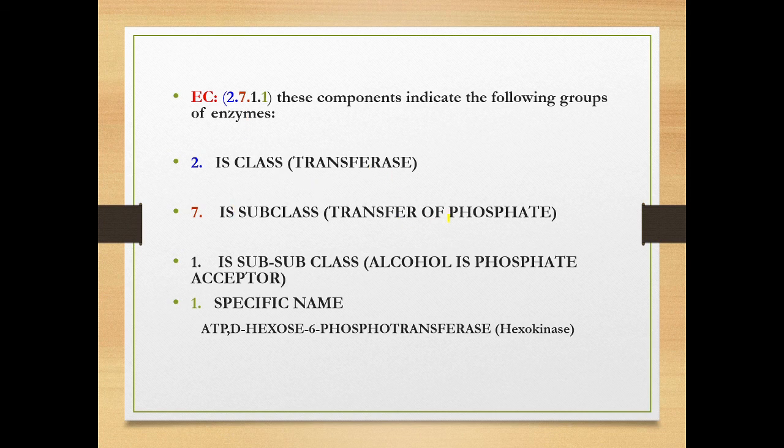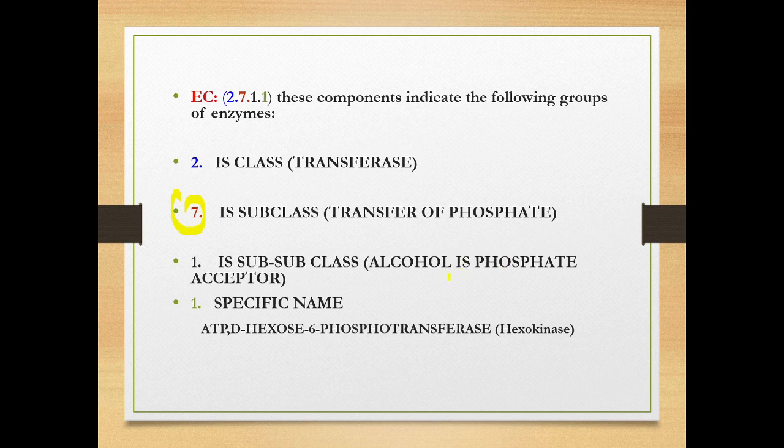So what does it actually transfer? This actually means it's a transferase, whether it is transferring an amino group or a phosphate group. That is the number. 7 means what? Transfer of phosphate. And 1 is a subclass of the subclass, where alcohol is the phosphate acceptor.